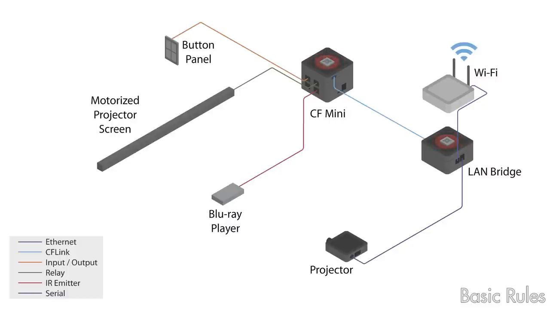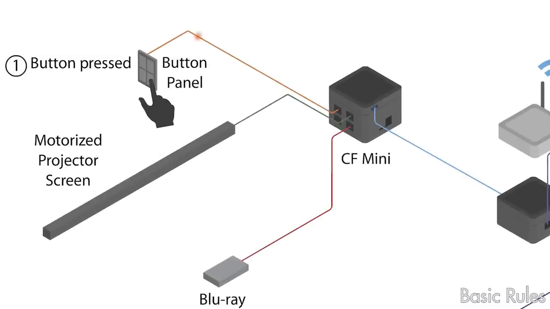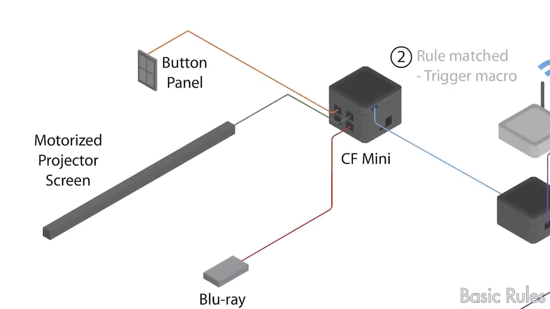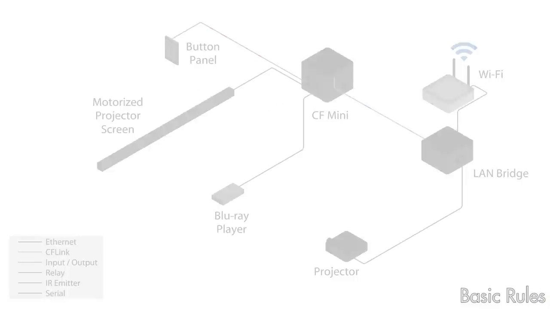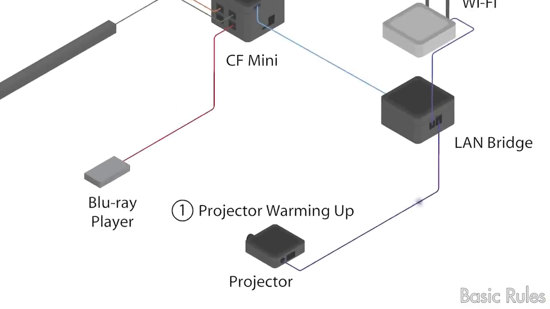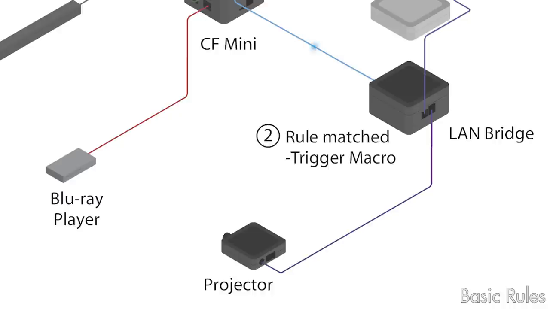For example, if the event that will be used to trigger a macro is a dry contact input on a CF Mini, then the rule should be configured on the CF Mini. If the event was a specific incoming string from an RS-232 port, then the rule should be configured on the device with the RS-232 port being used to receive the data.